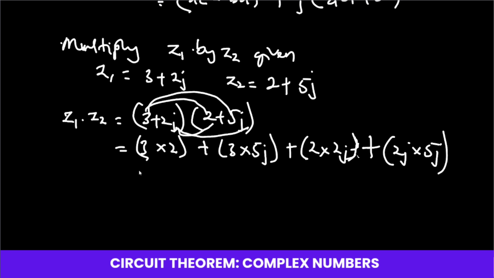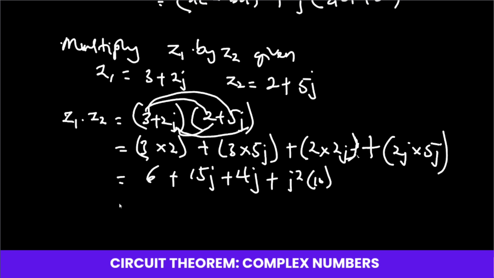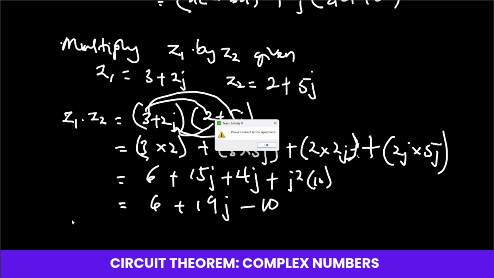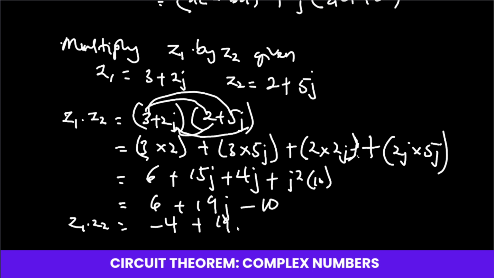Okay, so 3 by 2 will give us 6 plus 15j plus another 4j. And we have j squared by 10. And we know j squared is equal to -1. So we say 6 plus, we can add these ones since they have the like term, 19j minus 10. Hence our product is giving us 6 minus 10, which is -4 plus 19j.